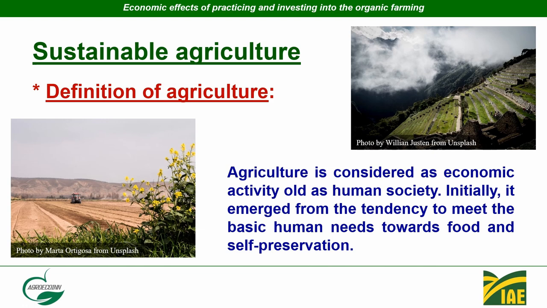Initially, it emerged from the tendency to meet the basic human needs for food and self-preservation. It represents a development path of human activities ensuring primarily food security of the global population. Its initial steps were fruit gathering or hunting and fishing in the time of distant ancestors. Today, it evolved to the domestication of plants and animals, mastering of land cultivation or usage of available natural resources, with the main goal to breed plants and animals in an organized way to obtain primary agricultural products.